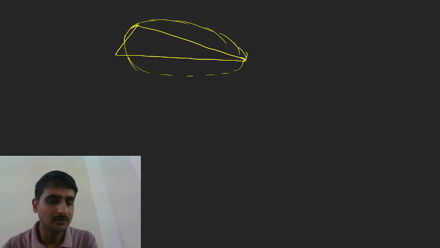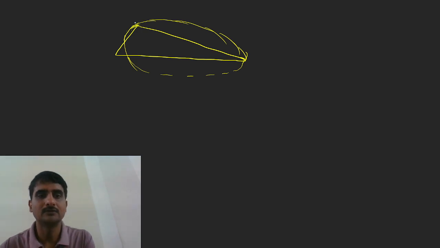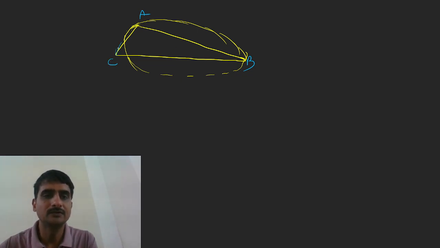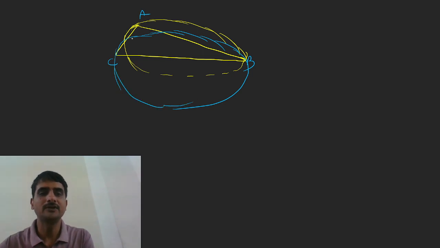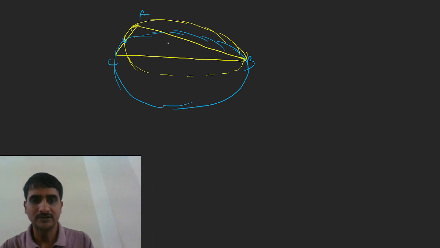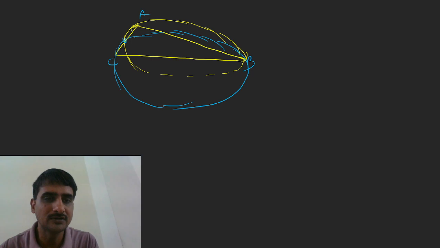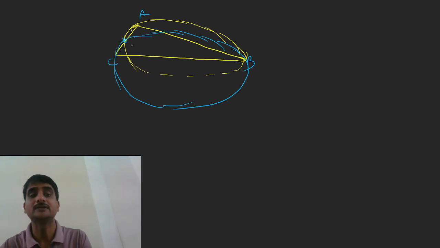Okay, and the second one I would like to draw on BC. So if BC is the diameter, something like this. Okay, see, the first point I wanted to make is, I drew two circles, one taking AB as a diameter and another taking BC as a diameter. If they intersect on the third side AC, they will intersect at the same point.